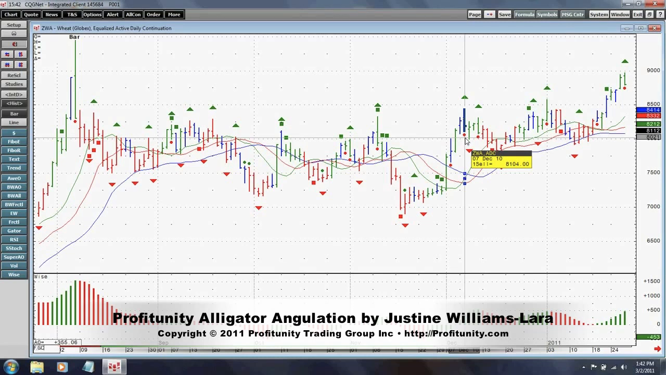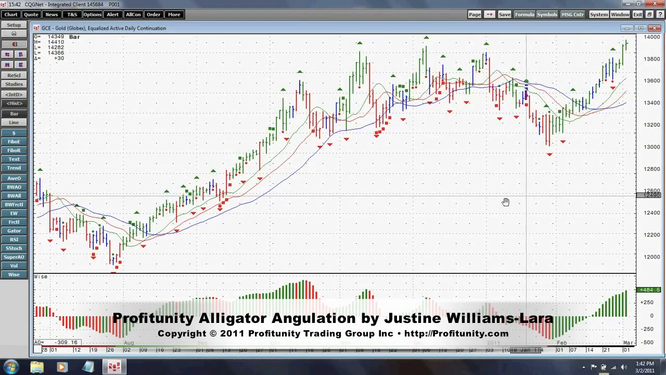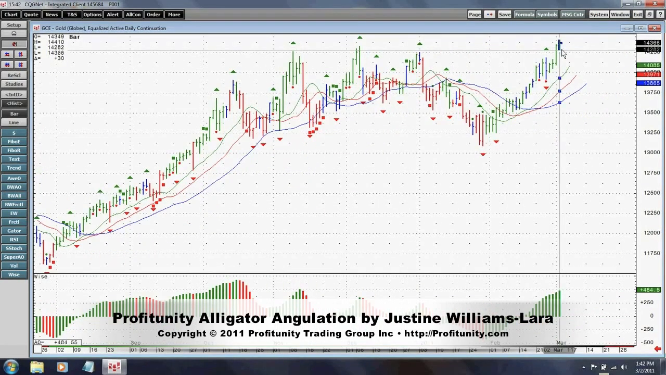Hopefully, some of you are long gold and silver, and you've been enjoying this move that we've had. We don't have any strong divergent bars here. Market is continuing up. So this is all I have for today.